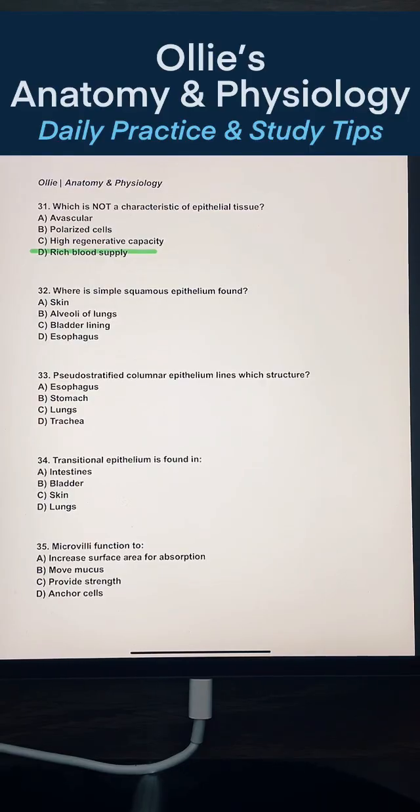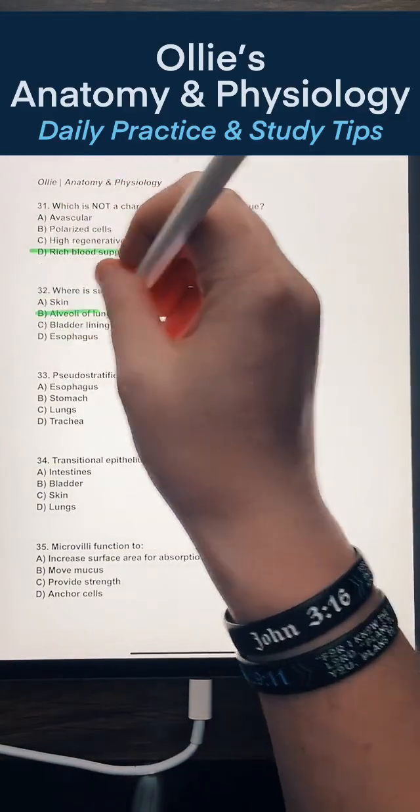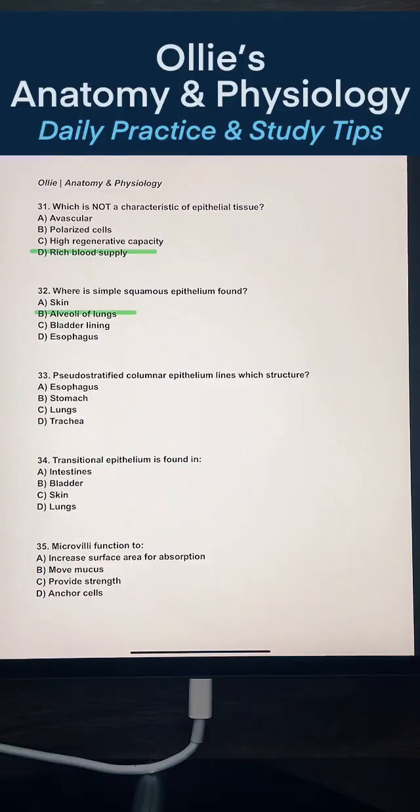Number 32, the answer is B. It's the alveoli of the lungs. So simple, meaning one layer. Squamous means flat. The thin, flat cells allow for the rapid diffusion of your gases.